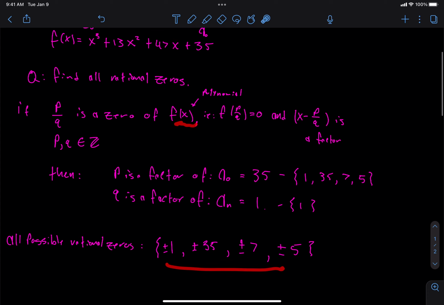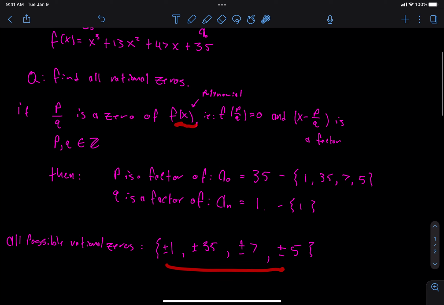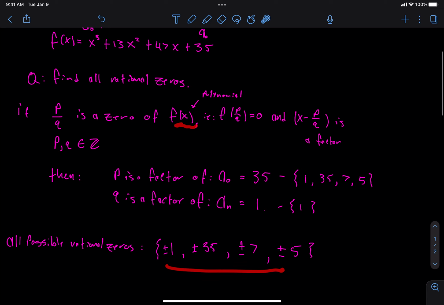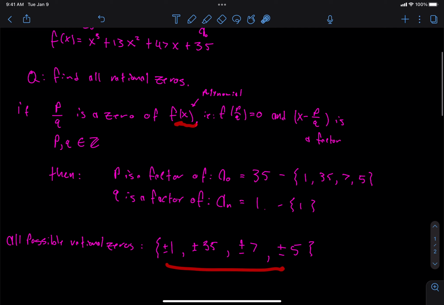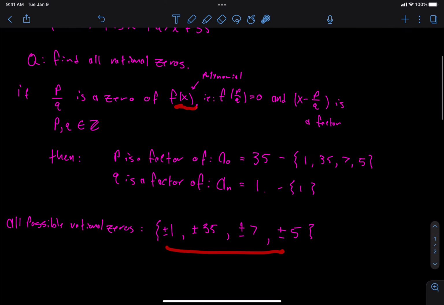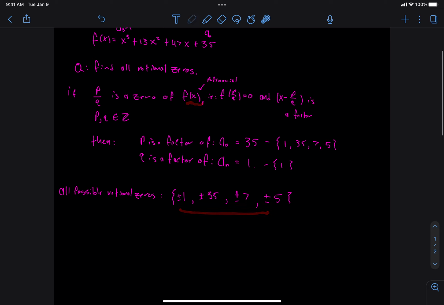Why can't they all be zeros? Yeah, is that what you were going to say, Gavin? Yeah, it's a cubic function, so we can have at most 3 zeros. And there's a set of 8 of them, which means we have some which are no good, right? So we got to figure out which ones are correct. So the way I do that is I just plug in to the function and I check.